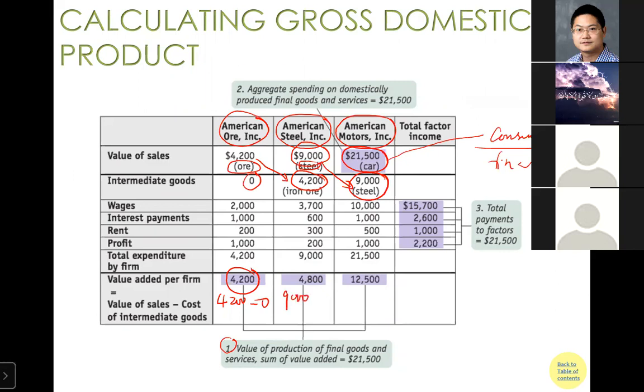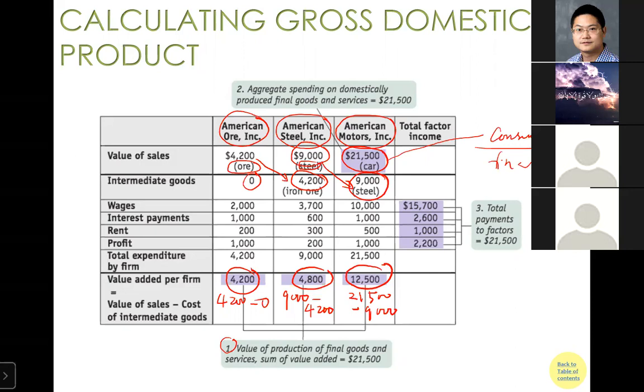American Steel produces $9,000 of steel, but they use 4,200 of oil as intermediate goods. That gives you 4,800 of value added. And then lastly, we look at American Motors. They produce 21,500. Then they use 9,000 as intermediate goods. So the value added is 12,500.